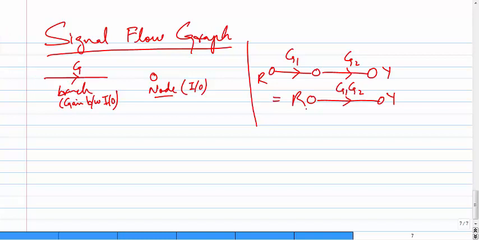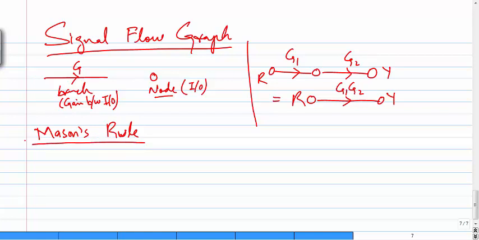So we have to use a technique to solve these types of problems that are represented by a flow graph. So how do we do that? We use a formula known as Mason's rule. Mason's rule tells us how to solve this type of graph.